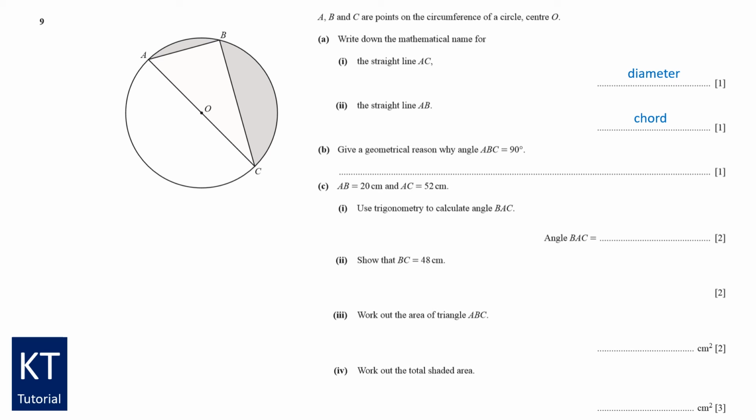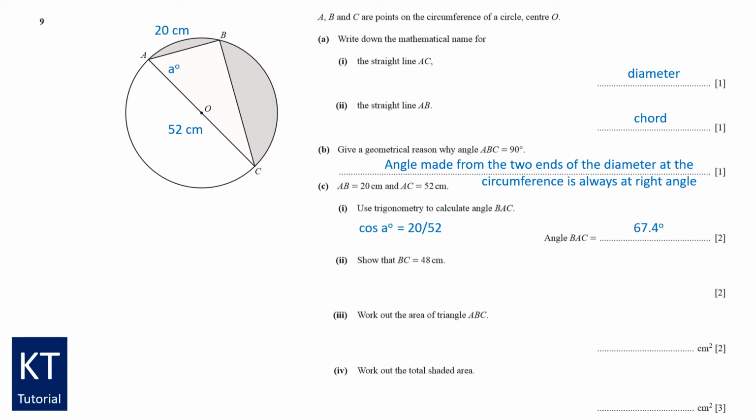Next, give a geometrical reason why angle ABC is 90 degrees. The angle made from two ends of the diameter at the circumference is always a right angle. Next, with AB being 20 centimeters and AC being 52 centimeters, use trigonometry to calculate angle BAC. With cos of this angle being equal to 20 over 52, the angle is 67.4 degrees.